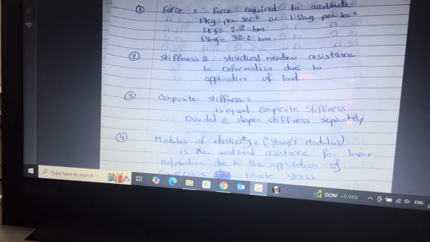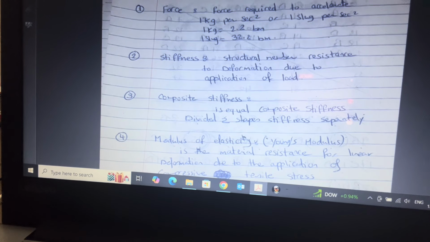Second point is stiffness. When you hear the term stiffness, it means the structural member's resistance to deformation due to the application of load.